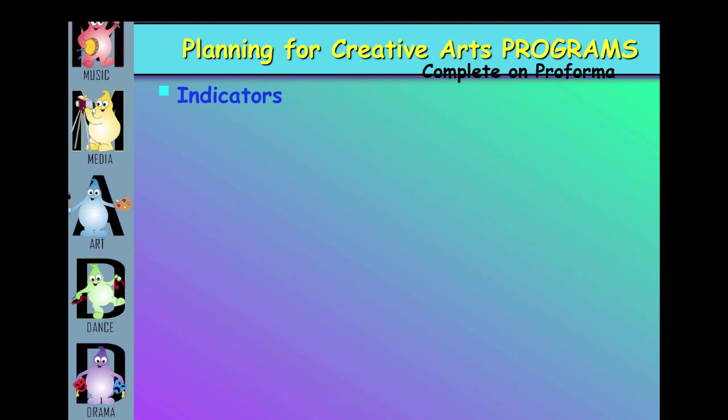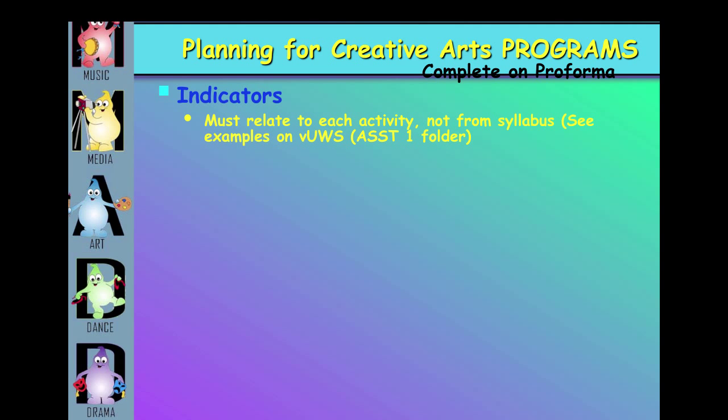In your programs, you start off by writing indicators. These must relate to each activity and not from the syllabus. They need to be specific and observable. So use words like children will demonstrate, children will play, children will sing, not words like children will appreciate or understand. Those are not specific and they're not observable. So you can't assess if a child has understood something unless they actually demonstrate or sing or paint or draw or act in response to what they have learned.